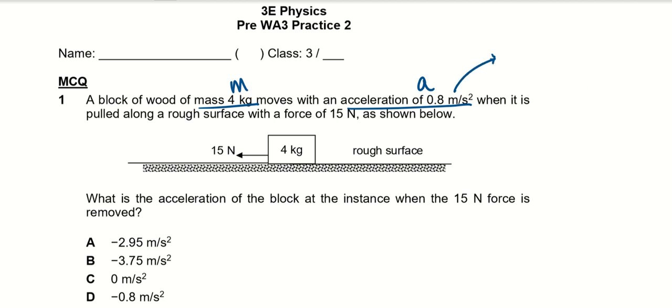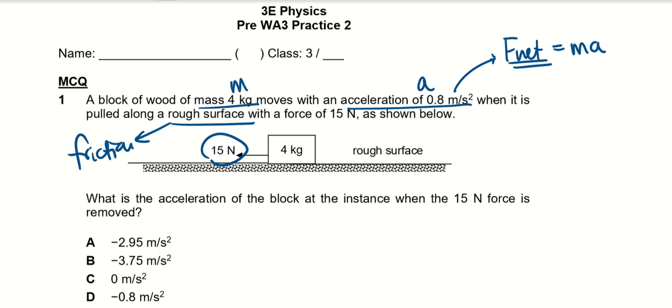And you might also now start to think that whenever there is acceleration, there is going to be F net. So this block of wood has an acceleration of 0.8 meter per second square when it is pulled along a rough surface. That means there's going to be friction. And it is pulled with a force of 15 newtons. So if I'm pulling the block with a 15 newton force to the left, the frictional force will be to the right. So I can actually draw my free body diagram.